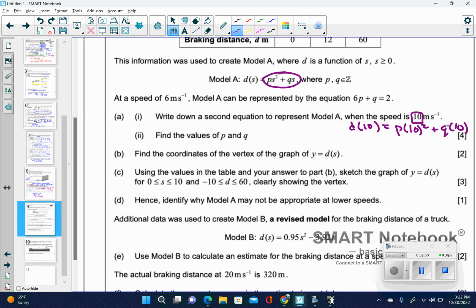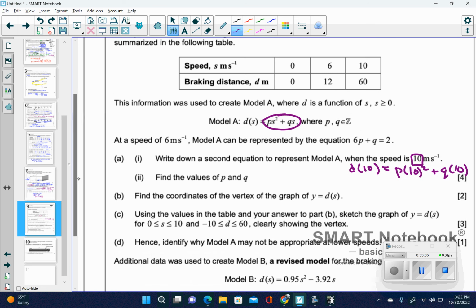And then we're going to solve this. They did tell us that if the speed is 10 meters per second, D of S, which is our braking distance, is equal to 60. So we put 60 here. 60 is equal to 10 squared, which is 100, so that's 100P plus Q times 10. Q times 10 is 10Q, same thing.